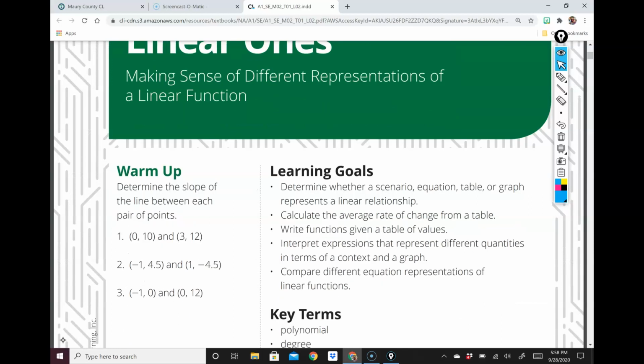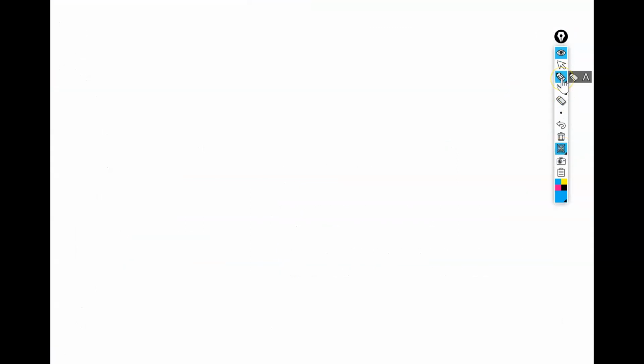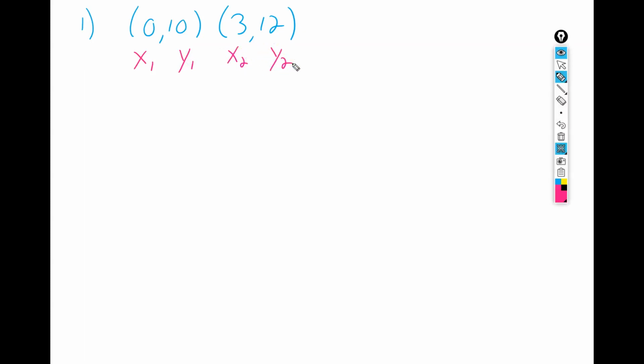Determine the slope of the line between each pair of points. The first point, for number 1, we have 0 and 10, and 3 and 12. Label your ordered pairs. This is your first x, this is your first y, this is your second x, and this is your second y. The slope formula is second y minus your first y divided by your second x minus your first x.